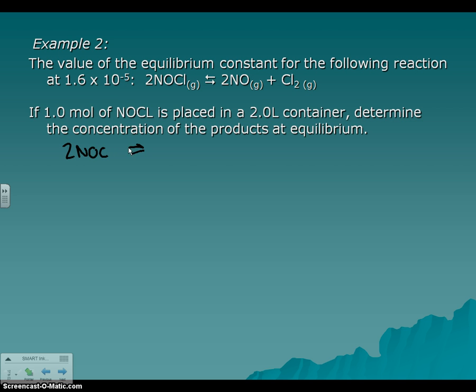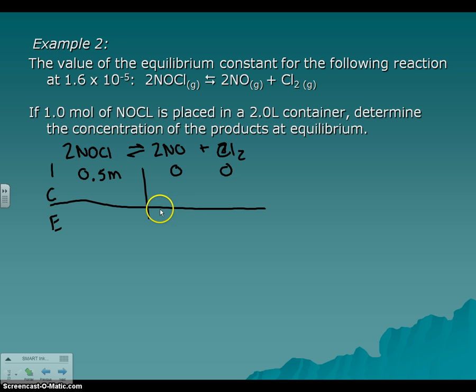I'm just going to rewrite the equation down here so you can see. Initial, change, equilibrium is what ICE stands for. NOCl, there we go. And what do I have? 1 mole of NOCl placed in a 2-liter container. So that gives me an initial concentration of 0.5 molarity. My initial concentration of this is 0, and this is 0. I don't have any other pieces of information other than those concentrations.